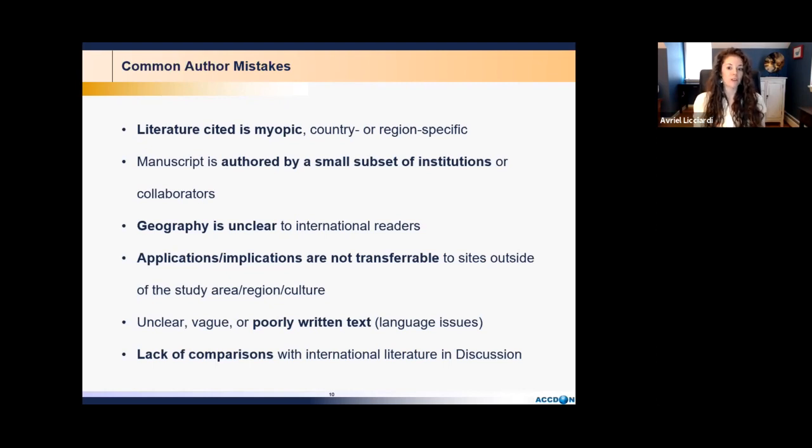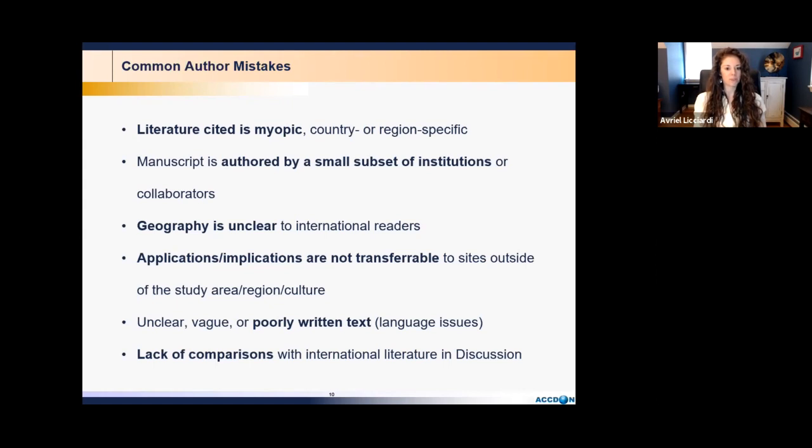Oftentimes, manuscripts may be authored by only a small subset of institutions, or perhaps only one institution, or a very small subset of collaborators, perhaps people from one individual department. And this is something that might not necessarily be something that you can be avoiding, especially if you're an early career researcher or a graduate student. Like, you're likely going to be publishing with your lab group and your specific mentor. But maybe down the road, as you start to establish your career in academia, specifically as faculty, it's good to have collaborations, specifically international ones.